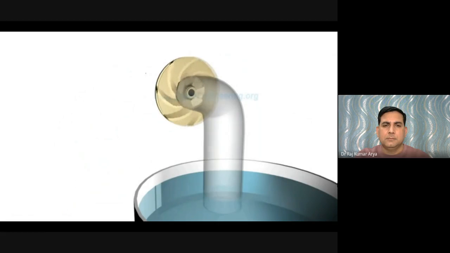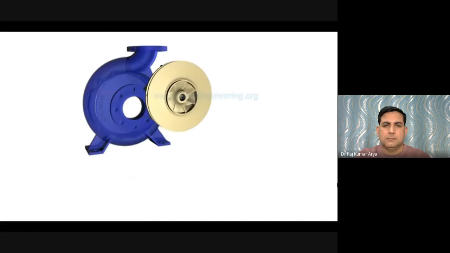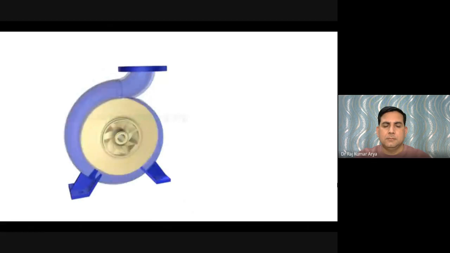Impeller is fitted inside a casing, so the water moving out will be collected inside it and will move in the same direction of rotation of the impeller to the discharge nozzle.